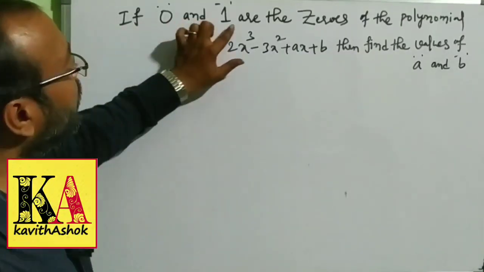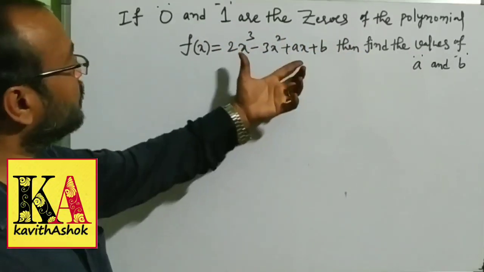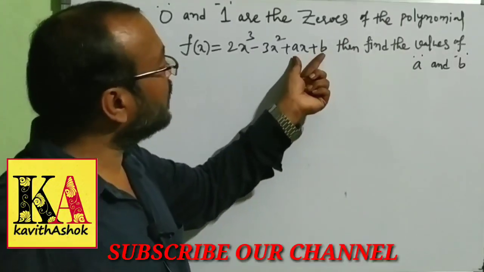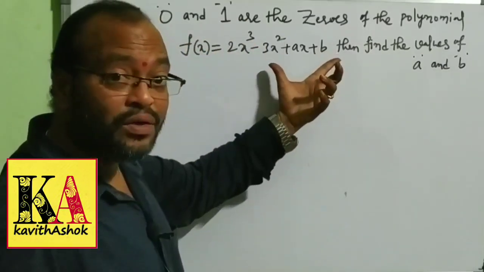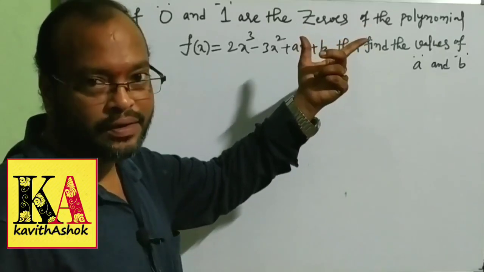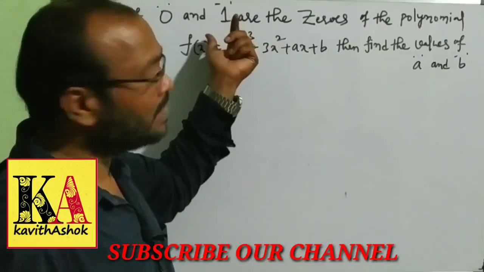If 0 and 1 are the zeros of the polynomial f of x is equal to this one, then find the values of a and b. 2 unknown values are there. That's why 2 zeros are given. If it contains 3 unknown values, definitely they will give 3 zeros of the polynomial. Is it clear now? Depending upon the unknown values, they will give the instructions.